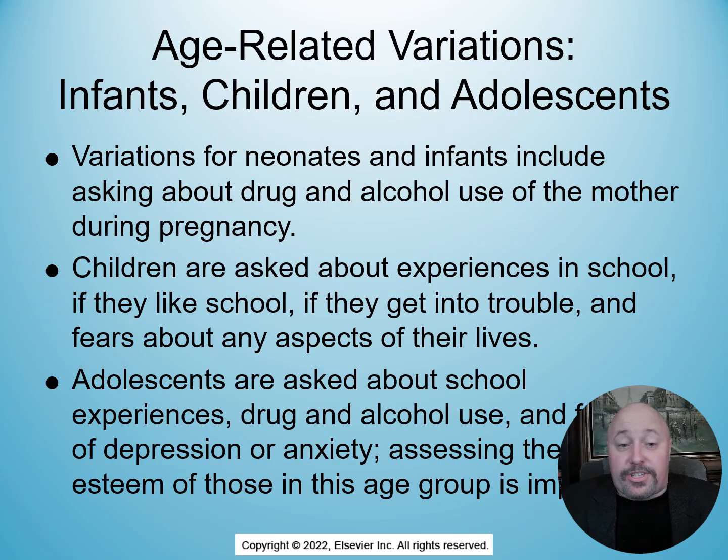When it comes to infants, children, and adolescents, variations for neonates and infants include asking about drug and alcohol use of the mother during pregnancy. Children are asked about experiences in school, if they like school, if they get into trouble, and any fears about any aspect of their lives. Adolescents are also going to be asked about their school experiences, as well as their drug and alcohol use, and any symptoms of depression or anxiety.